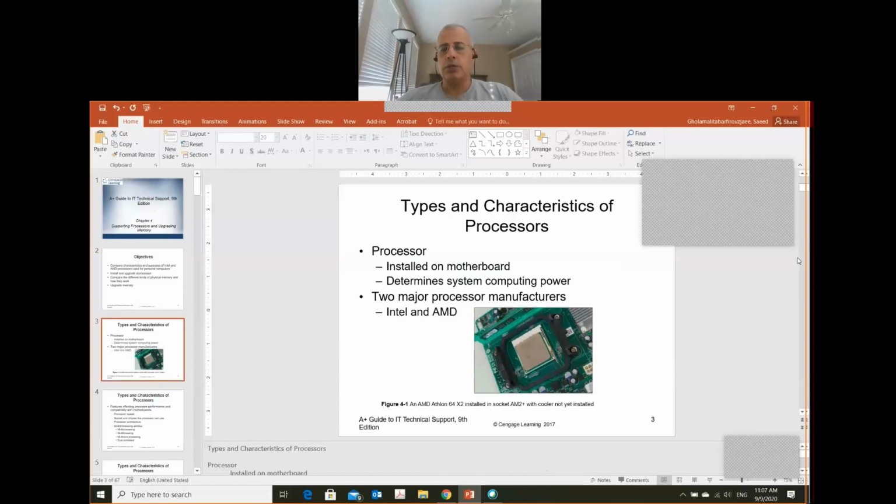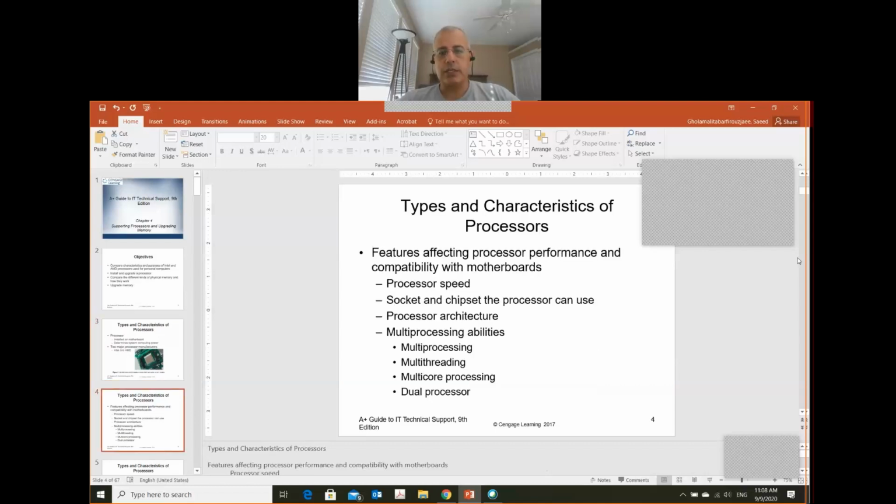All right. The two main manufacturers of central processing units are AMD and Intel. A processor is a hardware component installed on the motherboard, and it is the device that determines the processing capability and performance of the system.